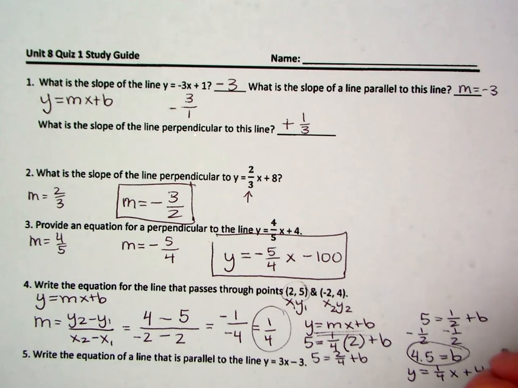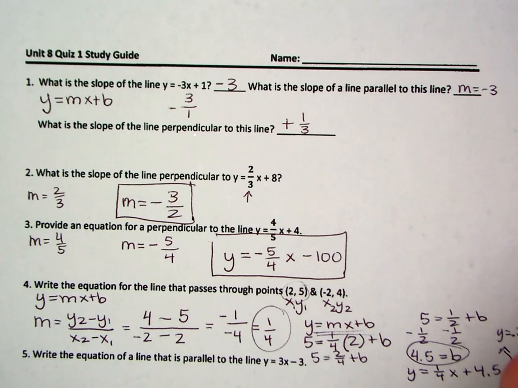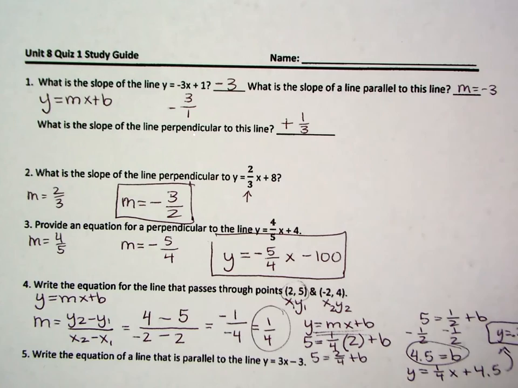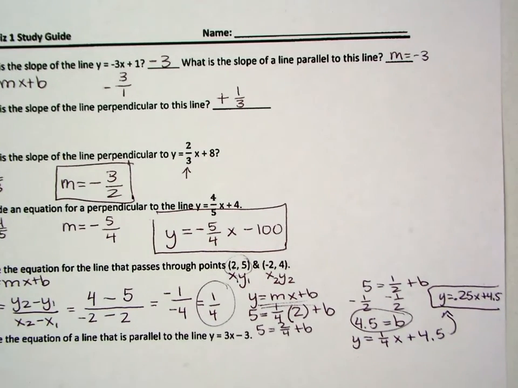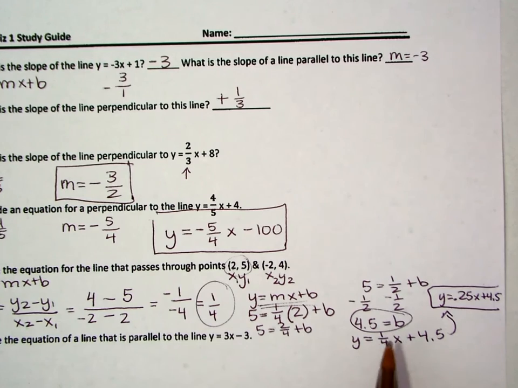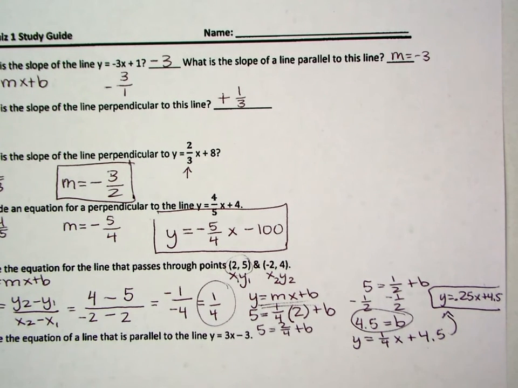So I'm going to show you that real quickly up here. Y equals 0.25x plus 4.5. And the reason I changed it to this particular equation, let me show you right there. The reason I changed it to this particular equation is because you usually want to have it in decimal form or fraction form, but not really both fractions and decimals. That's not the best form to use.